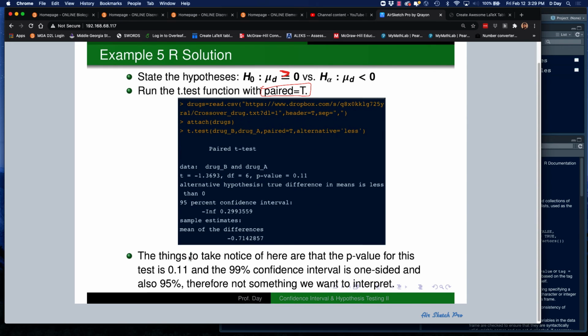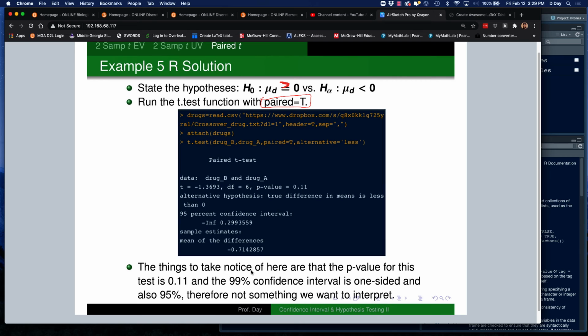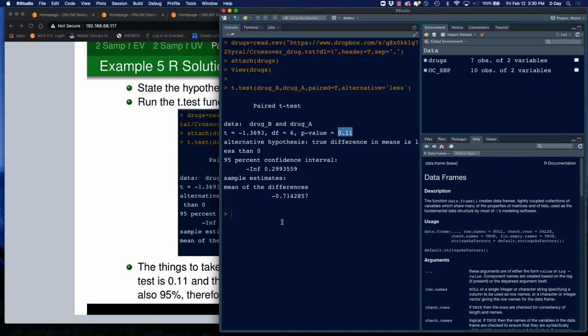So the things to take note of here are that the p-value is 0.11, and that we didn't get a 99% confidence interval because we got a one-sided 95% one. So we're going to have to run the t-test again and do a two-sided test this time, so we can just call up the one we had, if it'll let me get in there.